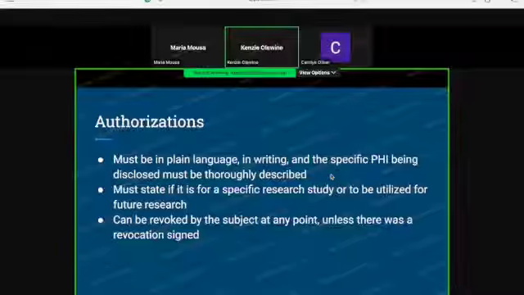Additionally, it can be revoked by the subject at any point unless there was a revocation signed, and a revocation essentially indicates that future disclosures of PHI will not occur, but does not prevent the current PHI from being released.